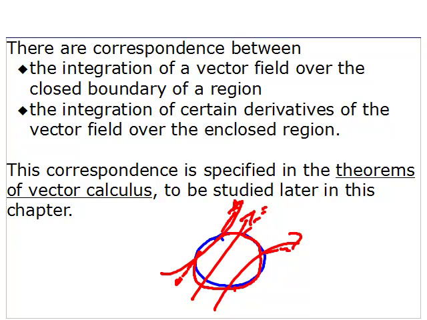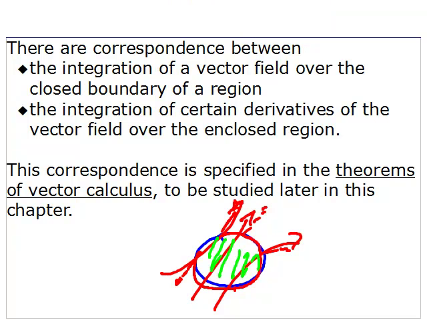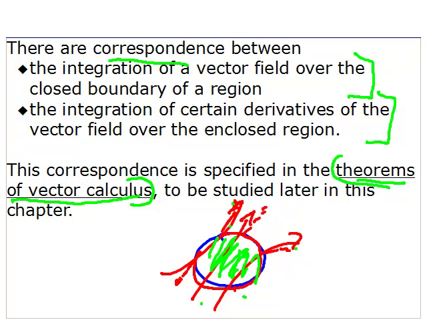There is also another integral, and that's the integral over the inside. And so the integration of a vector field over the closed boundary and the integration of certain derivatives on the inside, there's a correspondence between them. And that's what you get with these theorems of vector calculus, because sometimes it's easier to take the integral of this derivative over the region than it is to try to integrate the perpendicular or the parallel component over the surface. And that's a little look ahead at the last part of this chapter 5 on theorems of vector calculus.